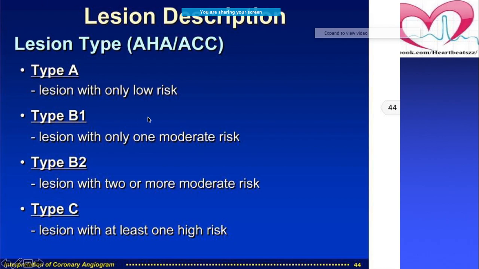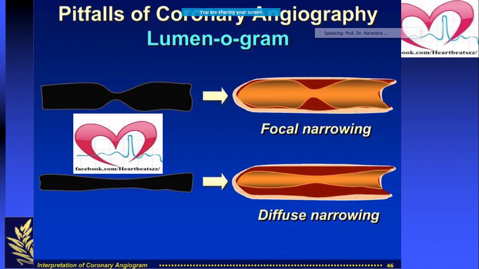Now, we know some of the personal descriptions like Duke's classification and the others, but there are some standard ways of classifying as well, which is accepted by the American College of Cardiology: type A, type B1, B2, and type C. In type A, there is very low risk; in type B1, the lesion has only one moderate risk; and for type B2, two or more moderate risks. Similarly, type C, when the lesion has at least one high risk.